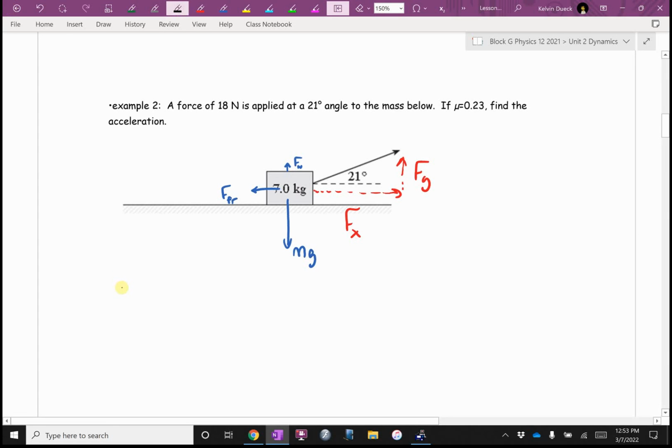Who's winning? I couldn't hear, sorry? Who's winning?